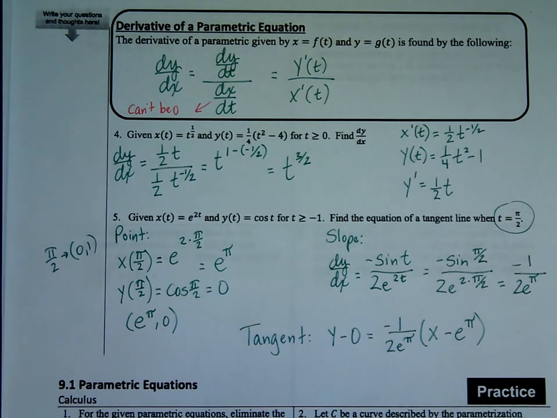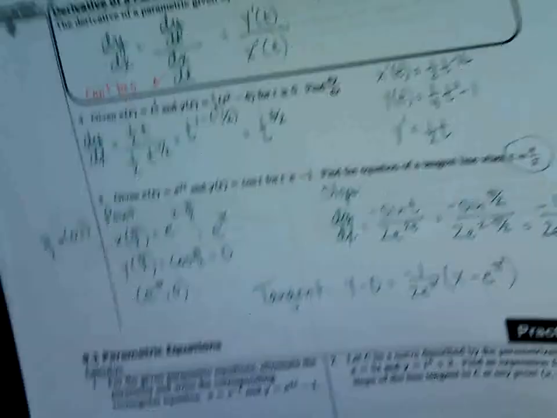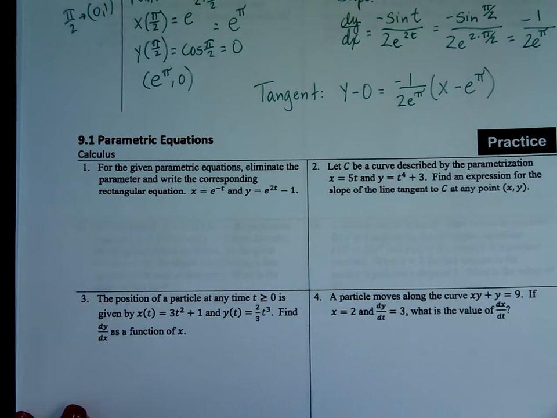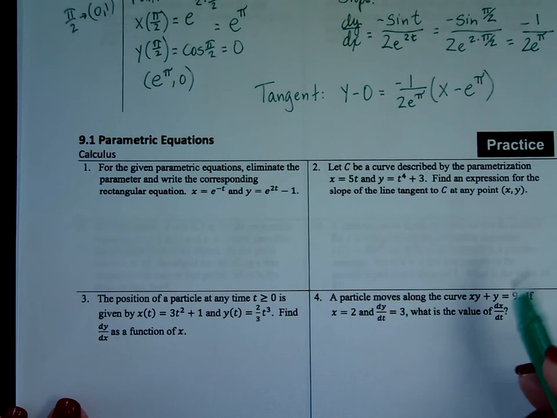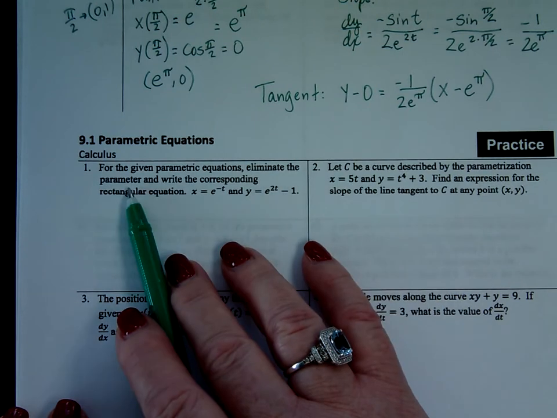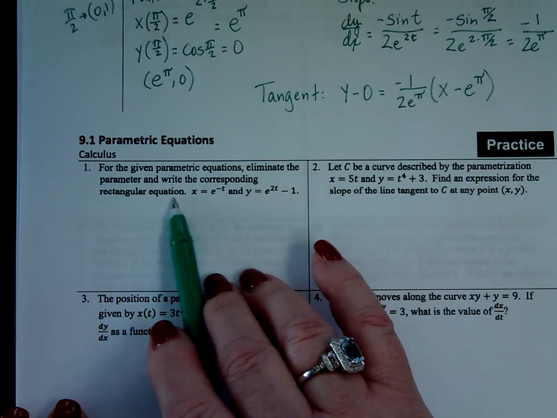All right, here's a couple that I want to play with in our practice problems, and then we'll be done. First one I want to look at is number 1 because I thought it was kind of interesting. It brings in some logarithm rules that you may not remember. So that's kind of what I want to do with this. For the given parametric equations, eliminate the parameter and write the corresponding rectangular equation. Here's your x, here's your y.